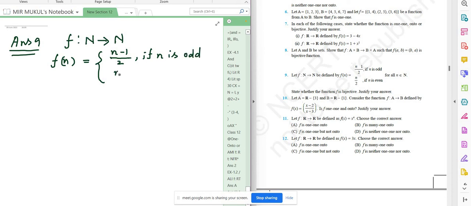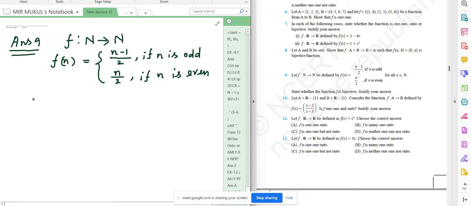Prince? It's (n minus 1) by 2. Okay, correctly I have written n is even. Now we have to state whether the function is bijective or not. Bijective means it should be one-one and onto also. By chance if you get it is not one-one, no need to prove onto.